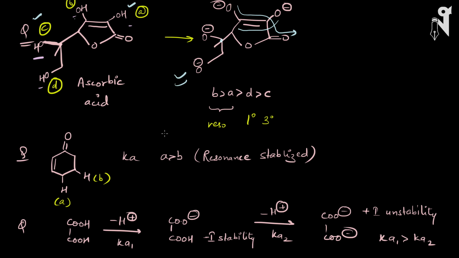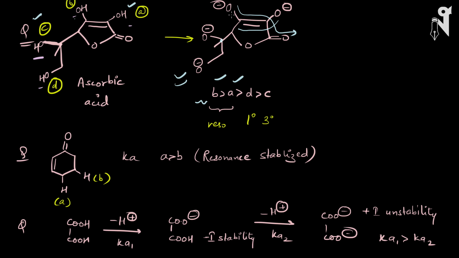So now we have to see which is the most stable. Basically B and A both are giving you resonance stable alkoxides, giving you a resonance stabilized anion. Now when you look at A and B, in B the resonance is more than A.